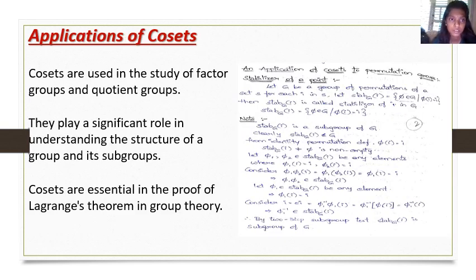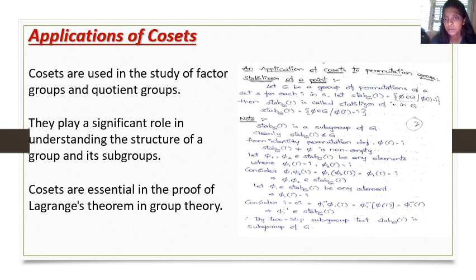Applications of cosets. Cosets are used in the study of factor groups and quotient groups. They play a significant role in understanding the structure of the group and its subgroups. Cosets are essential in the proof of Lagrange's theorem in group theory. First is an application of cosets to permutation groups, the stabilizer of a point.